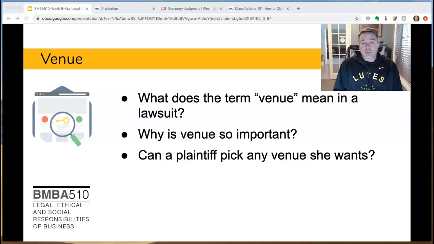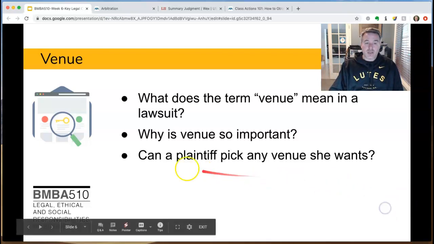There are sometimes multiple courts that will have the jurisdiction over a case. And so the plaintiff can often select the venue or the court that he or she thinks is going to be most favorable to them. So the plaintiff can't pick any court, of course. And this is the question here: can a plaintiff pick any venue that she wants?